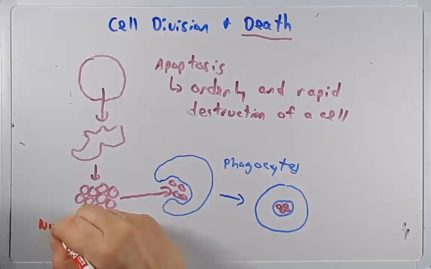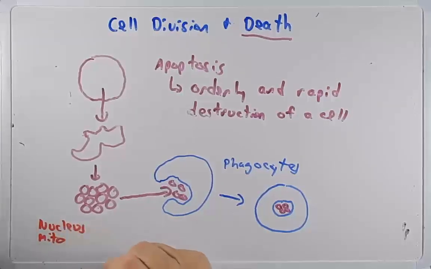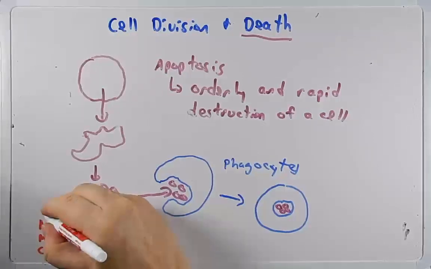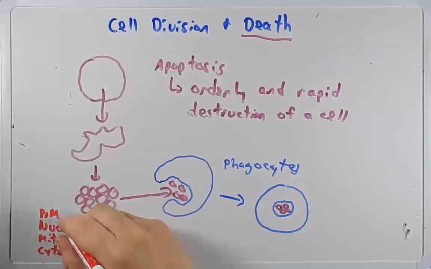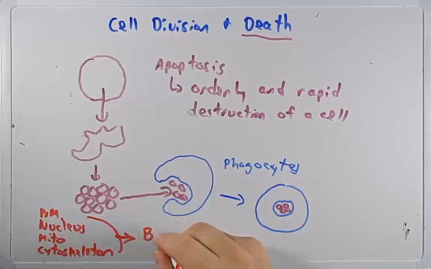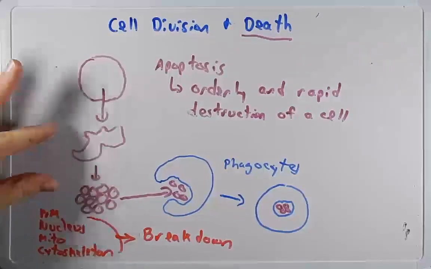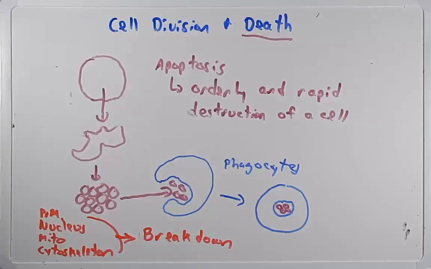The nucleus breaks down and the chromosomes inside do. The mitochondria, I'm just going to write mito here for short, and the cytoskeleton. And I should also say the plasma membrane. I'm just going to put PM for plasma membrane. These all break down. In doing so, they lose their ability to communicate with healthy cells, and they attract the white blood cells to destroy them.